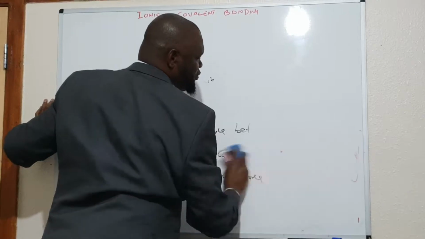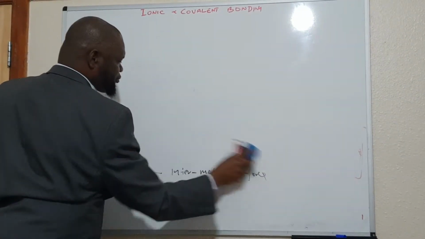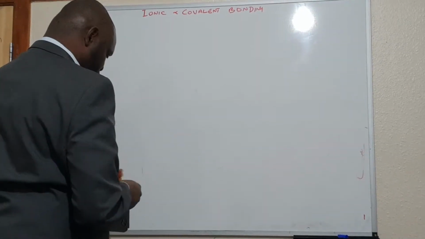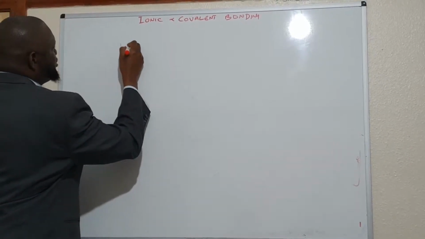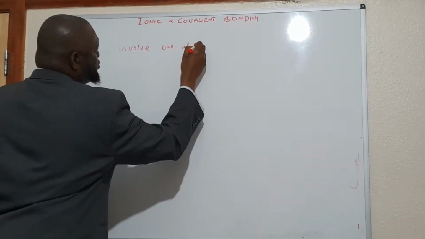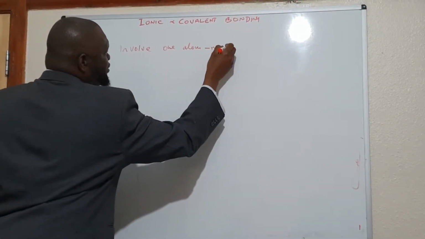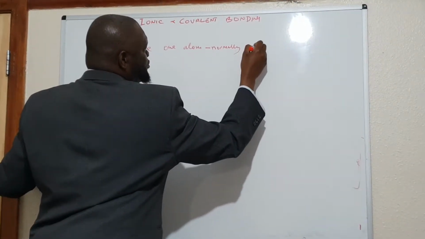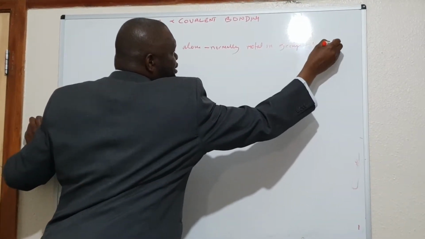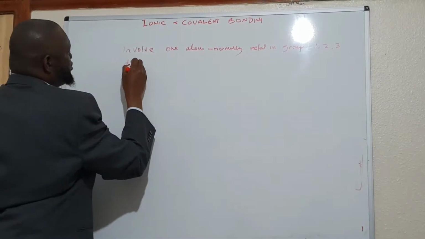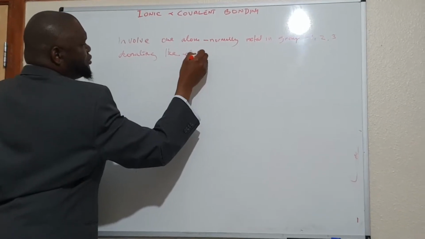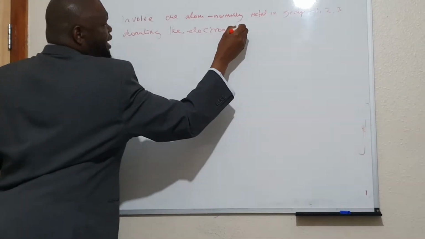Basically, we have looked at this before. What is ionic bonding? Okay, we said ionic bonding involved one atom, which is normally a metal, normally a metal in groups 1, 2, 3, donating the electrons in its outermost cell.